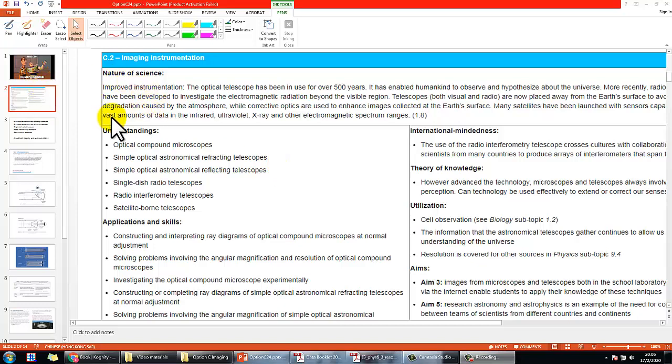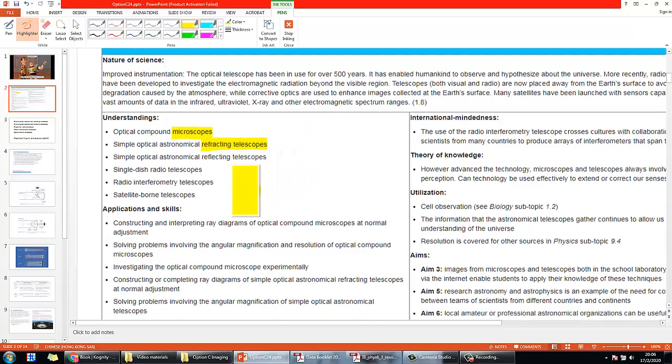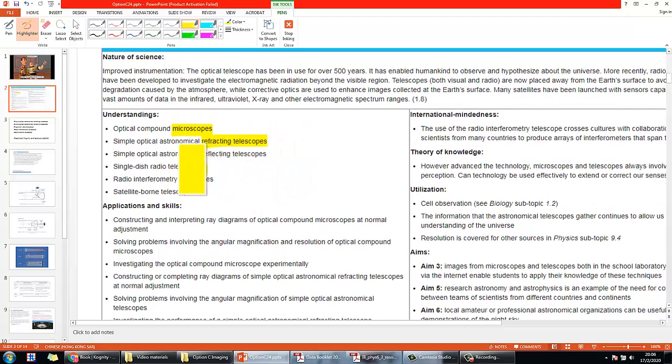Let's talk about other kinds of telescope. According to your study guide or IB syllabus, we of course talk about a few optical instruments, including the microscope and the refracting telescope in the previous video. So let's take a look at what you need to know as well.